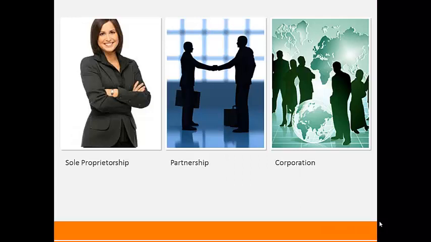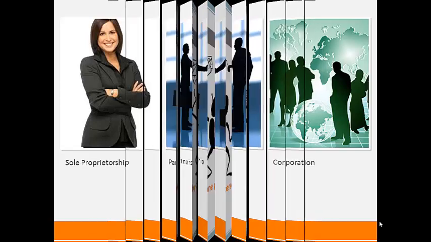When deciding on owning a business, one must decide which form of business to use. There are a few types of forms, including sole proprietorship, partnership, and corporation. A business could start out as a sole proprietorship, grow into a partnership, and ultimately become a corporation.